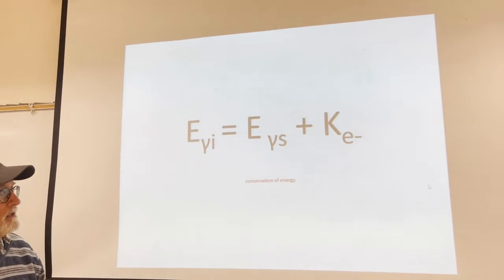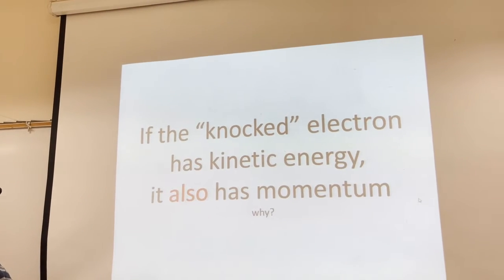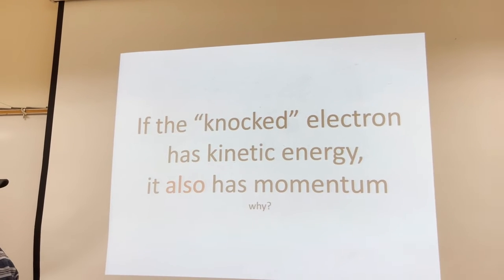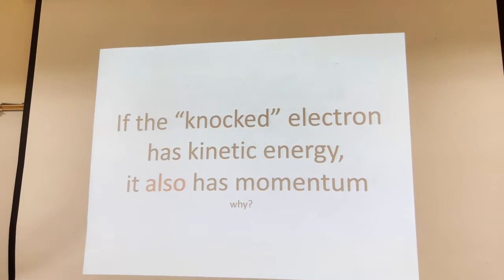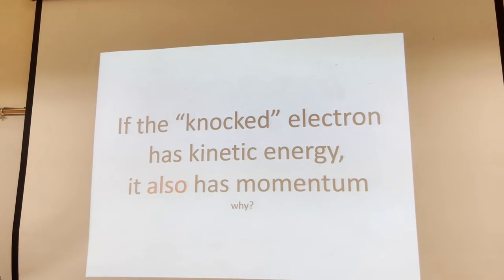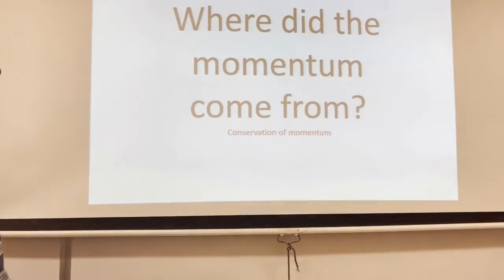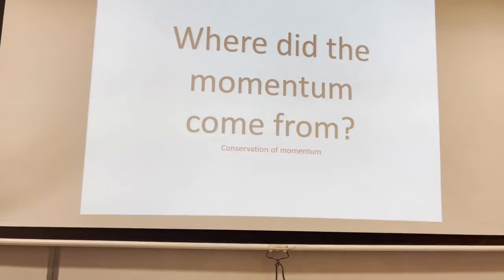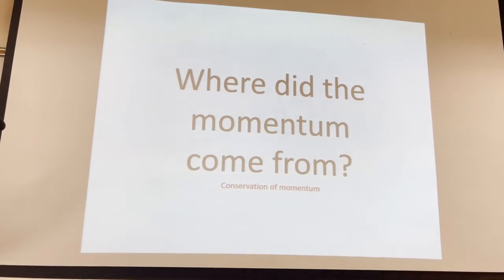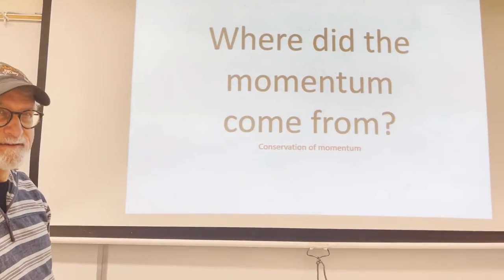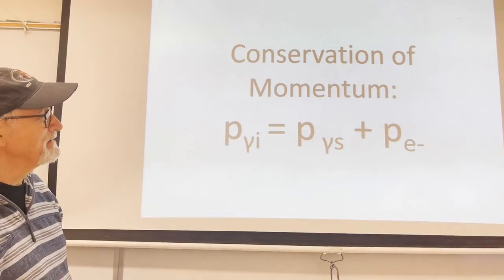But there's something weird here. If the knocked electron has kinetic energy, it also has momentum, right? Because it has mass and velocity. So what about the other guy? Where did the momentum come from? The photon doesn't have any mass. So momentum is not conserved. It's just created.